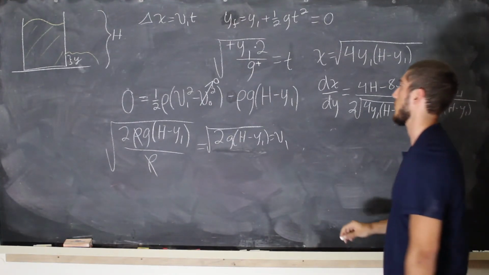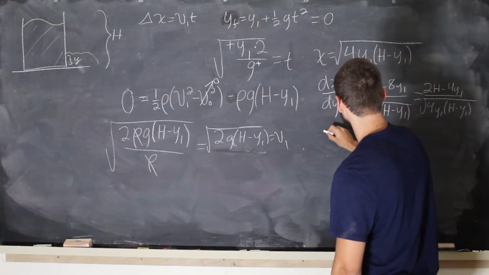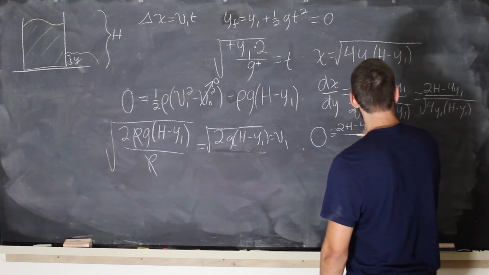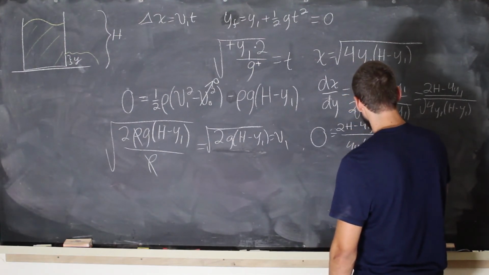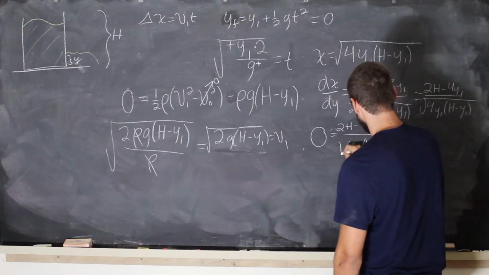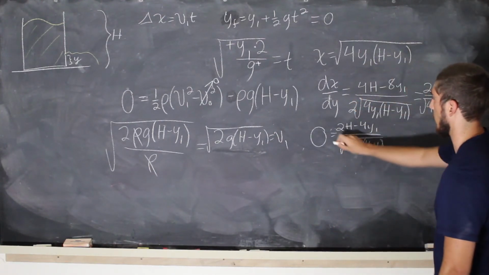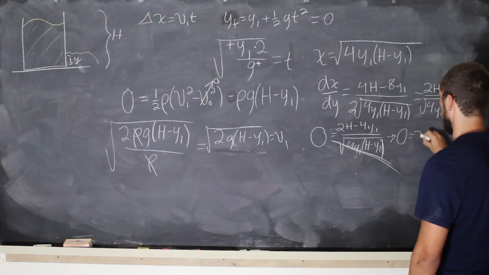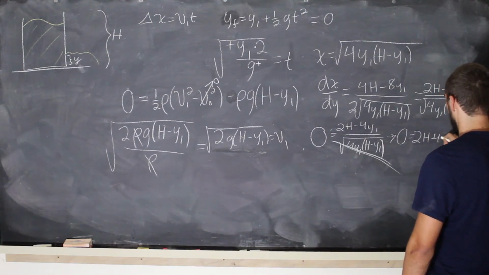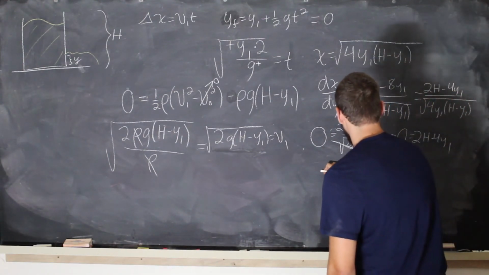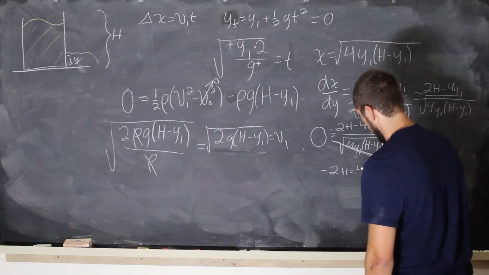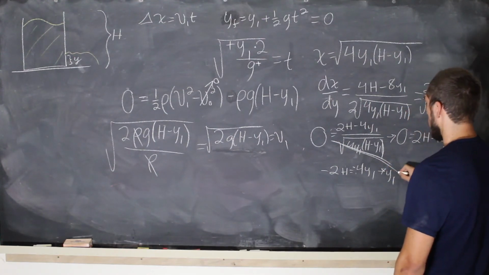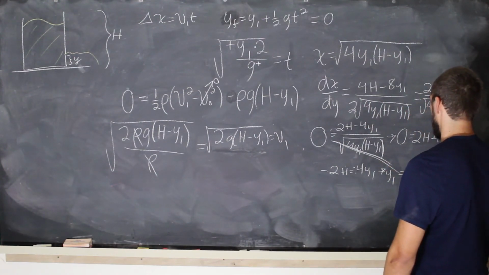And of course, if we want to find the max, we're going to set it equal to 0. And of course, the denominator is going to go away, and we're left with 0 is equal to 2h minus 4y1, which means that negative 2h is equal to negative 4y1, which means that y1 is going to be equal to h over 2.